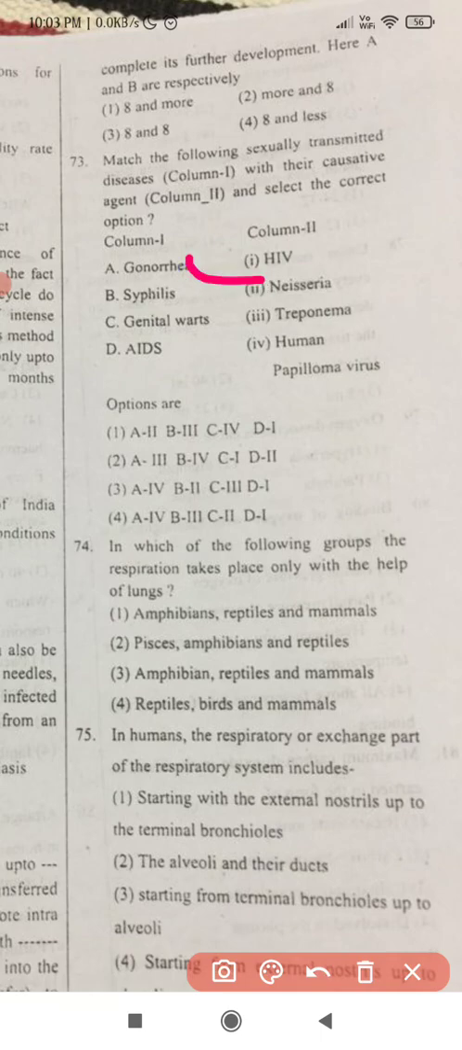Gonorrhea, Neisseria gonorrhoeae. A is 2. Okay, so first option goes correct. Syphilis, Treponema pallidum. C is 3. Genital warts 4. Human papilloma virus, and AIDS, HIV.